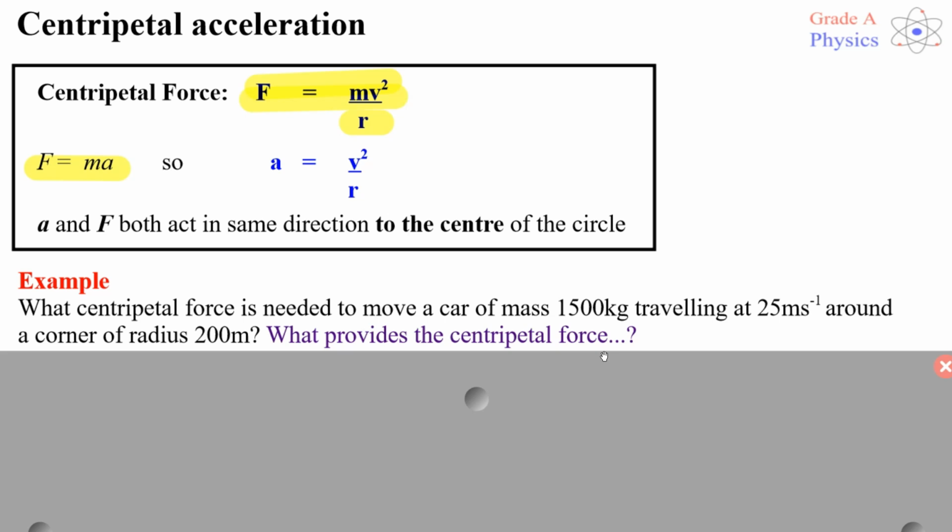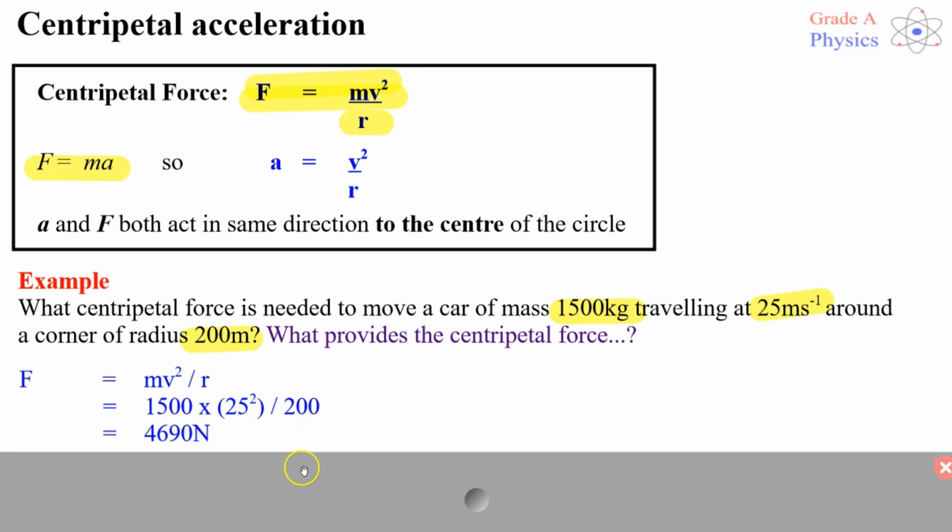A simple example here, and you might get questions this simple. Certainly part A of an exam question would just be to calculate the centripetal force. If I know the mass, and I know the velocity, and I know the radius, then I can calculate mv squared over r, and we get our centripetal force.